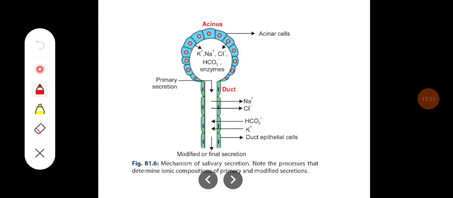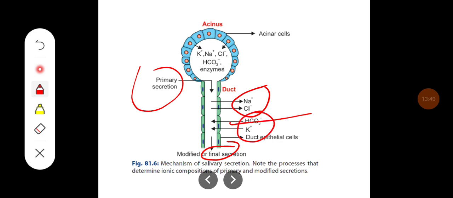So this diagram shows the primary secretion and the modified or final secretion. In the primary secretion, sodium and chloride will be reabsorbed, and bicarbonate and potassium get secreted, and thus they are going to modify the primary secretion.